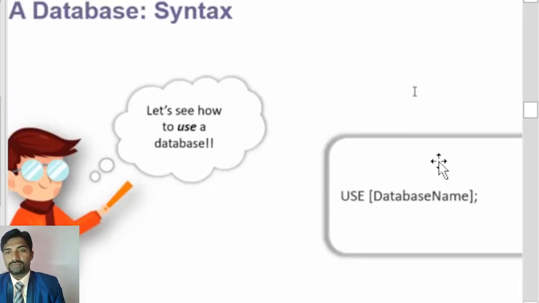A database management system can have n number of databases, so you can create according to your wish. And once you have created one, how can you use the particular database? With the help of the use keyword and the database name. If you already created database X, then use X. Then you are ready to access that database.